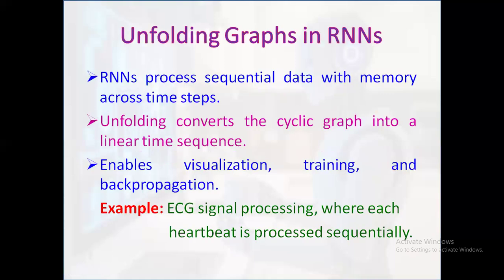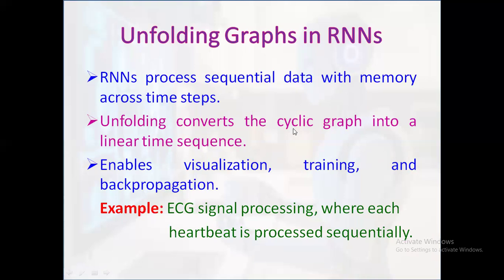So, first, unfolding. Generally, what is unfolding graphs in RNN? The RNN processes sequential data with memory across time steps. That means recurrent neural networks, RNNs, are designed to handle sequential data by maintaining a hidden state that carries information from one time step to the next. This memory mechanism allows the network to learn dependencies in data where the order of inputs is important, such as time series signals, text sequences, or biomedical signals like ECG.